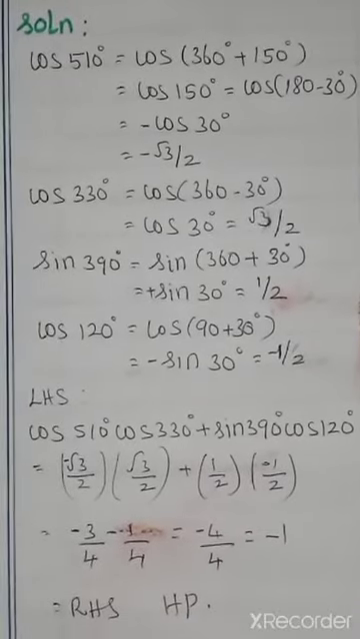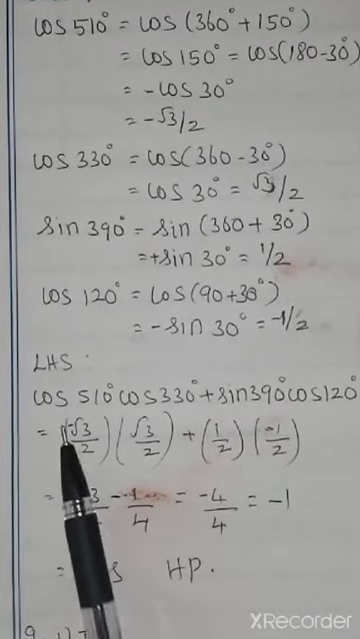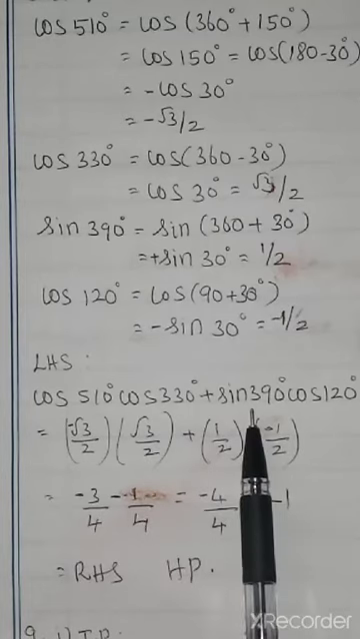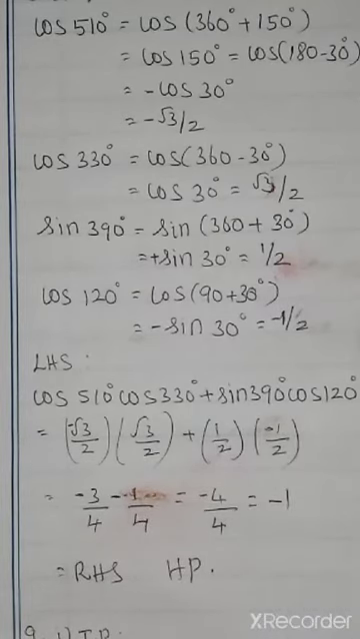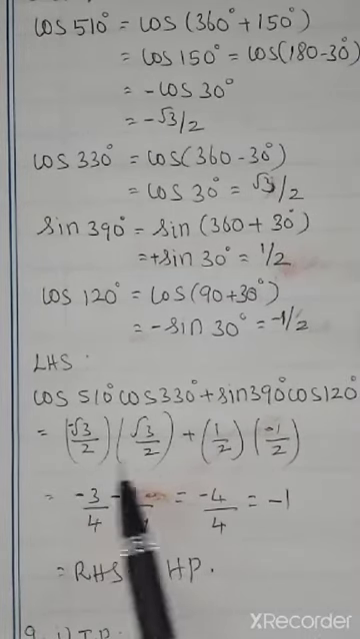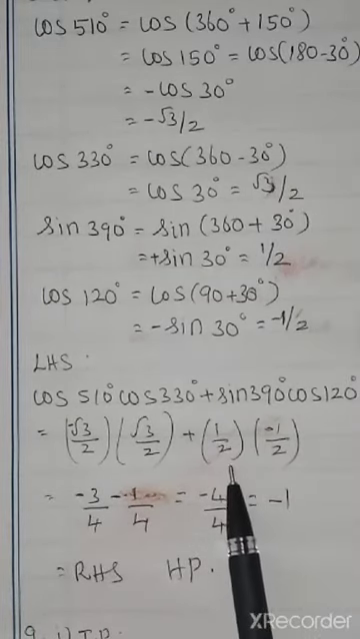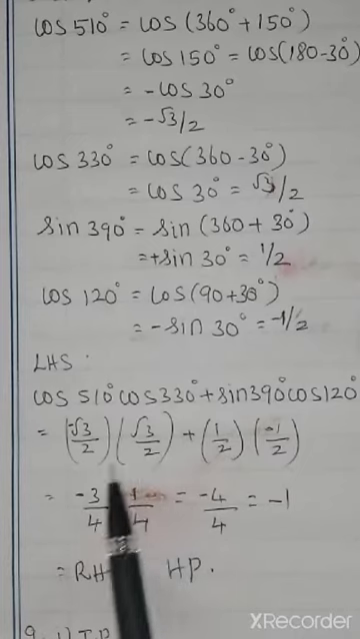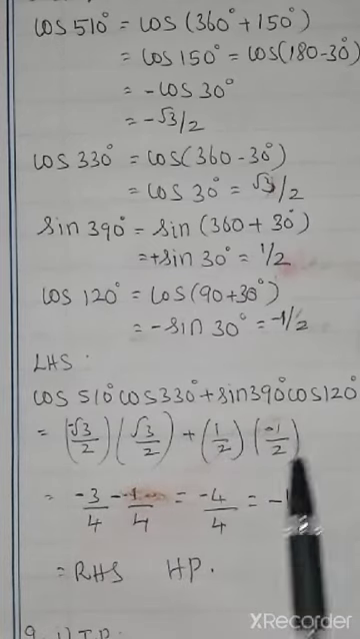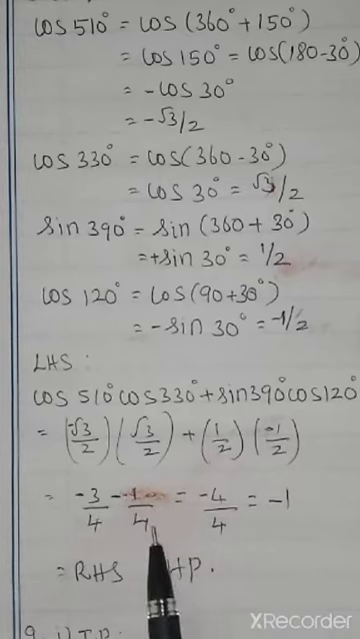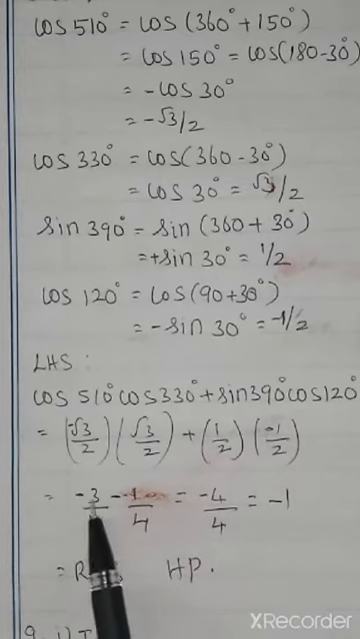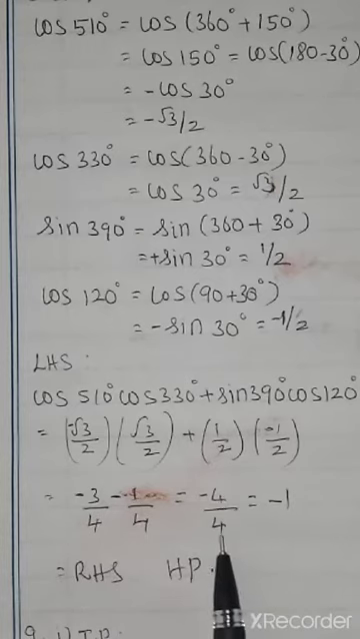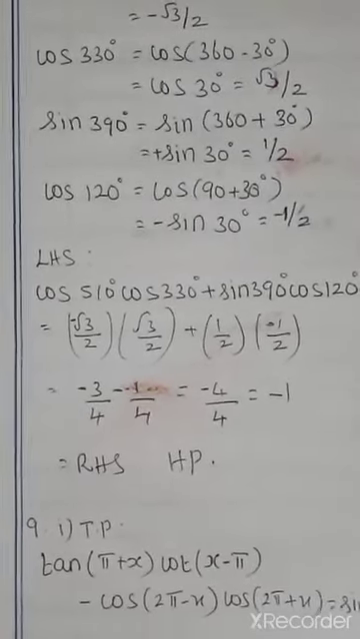Right? Now, you have to take your left hand side. So the left hand side is this one, cos 510 cos 330 plus sine 390 cos 120. We have to substitute all these values. So minus root 3 by 2 into root 3 by 2 plus 1 by 2 into minus 1 by 2. So root 3 times root 3 is 3, 2 twos are 4, minus 3 by 4. 1 one is 1, 2 twos are 4, minus 1 by 4. Since the denominators are the same, you can add the numerators. So minus 4 by 4, that is equal to minus 1. That is your right hand side. So hence it is proved.